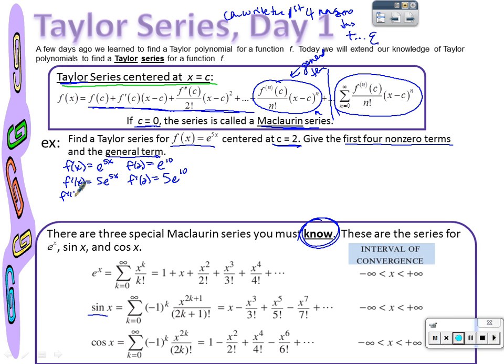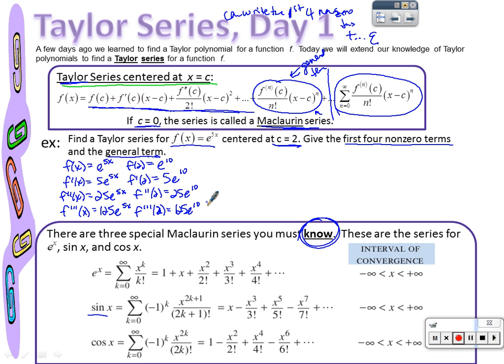Okay, the second derivative, I'm going to get 25e to the 5x. Then I find the second derivative value at 2, and that's going to give me 25e to the 10th. I'll need one more. The third derivative is 125e to the 5x. And the third derivative value at 2 is 125e to the 10th.